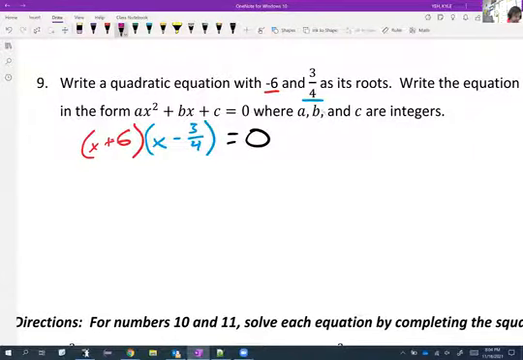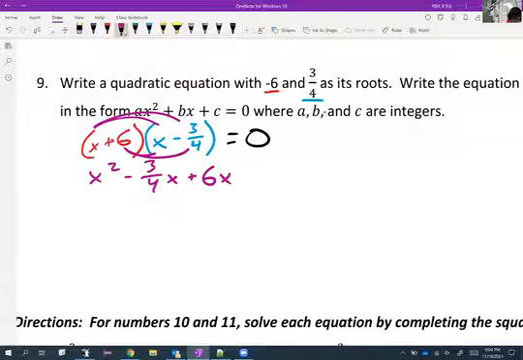So what I'm going to do is I'm going to FOIL x times x, x squared, minus 3/4 x, plus 6x's, minus 18/4. And yeah, it's looking like we're going to have some fractions. And maybe you're not feeling super confident on the fractions right now.